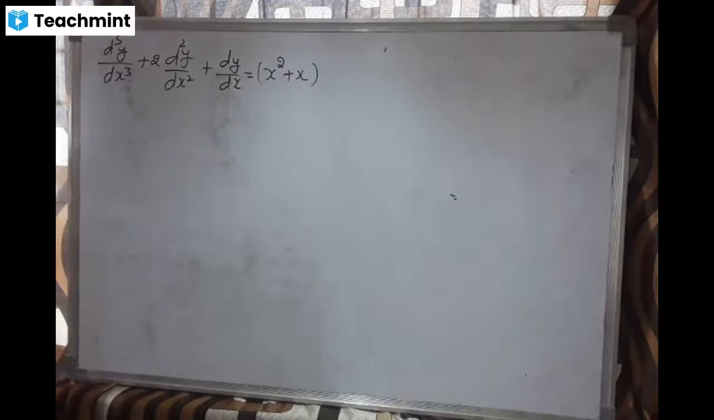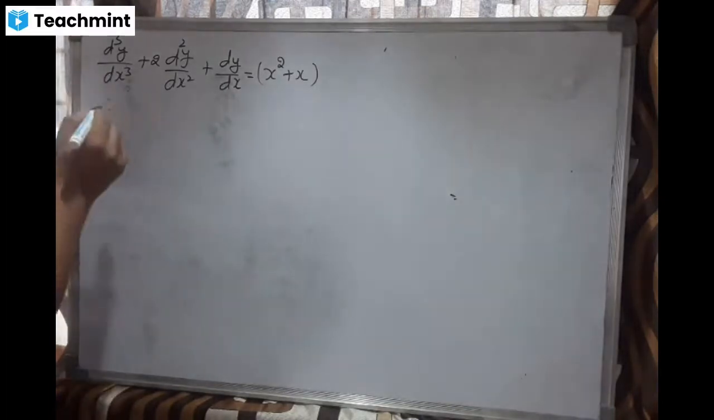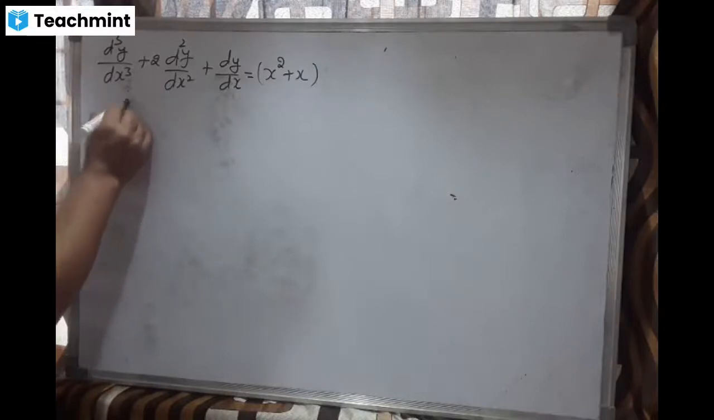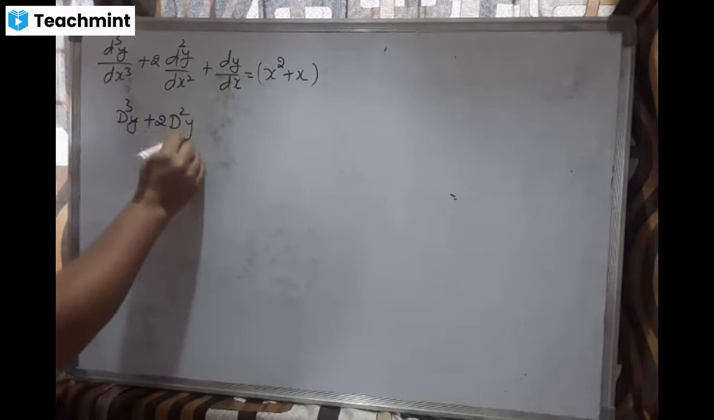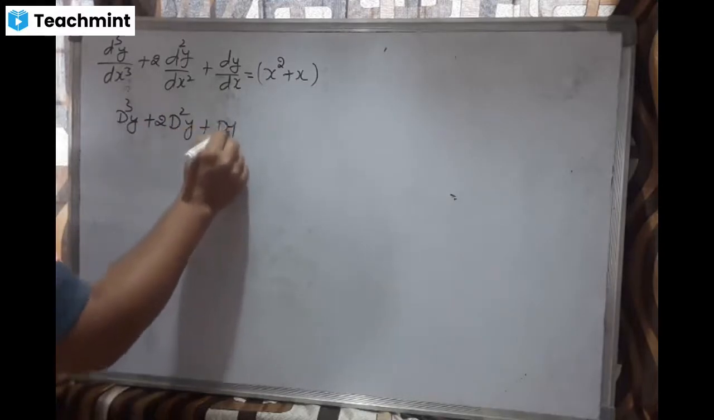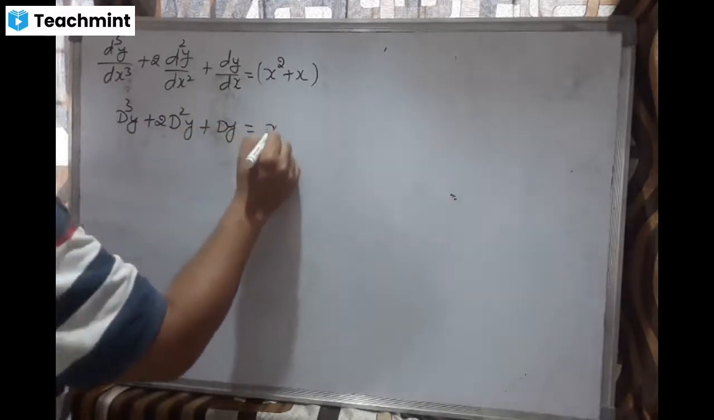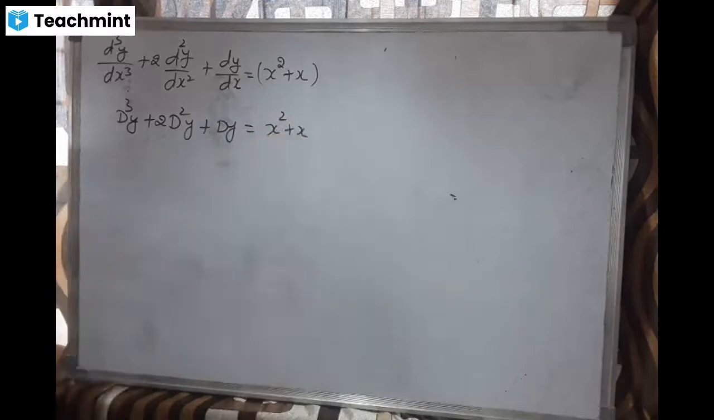Now we'll solve. So first stage, what we have to do? I have to bring it in the form of f of D, function of D, I have to make it capital D. So what I will do is, it is D cube times y plus 2 times D square times y plus D times y is equal to x square plus x.